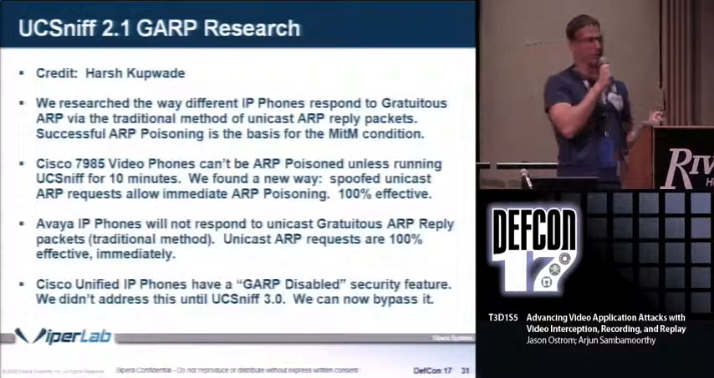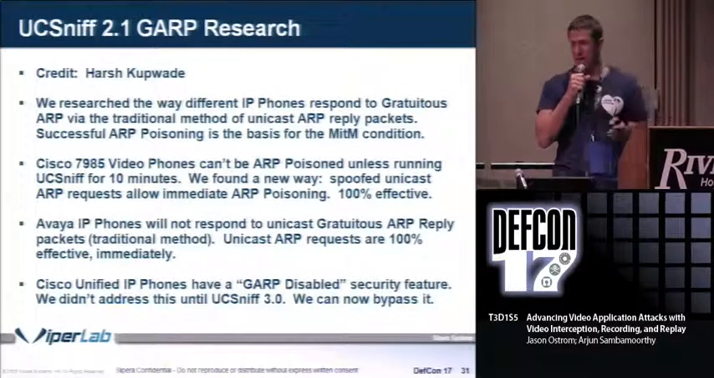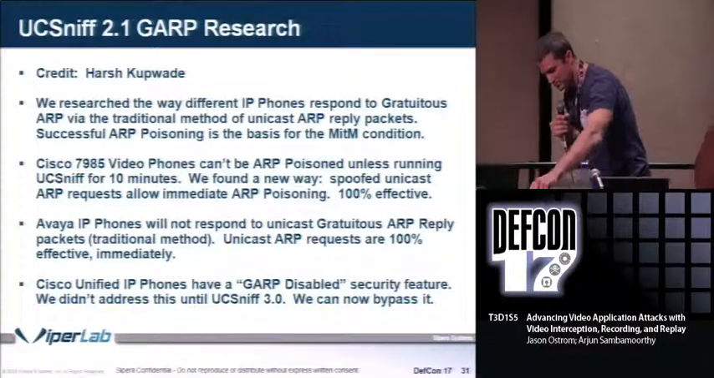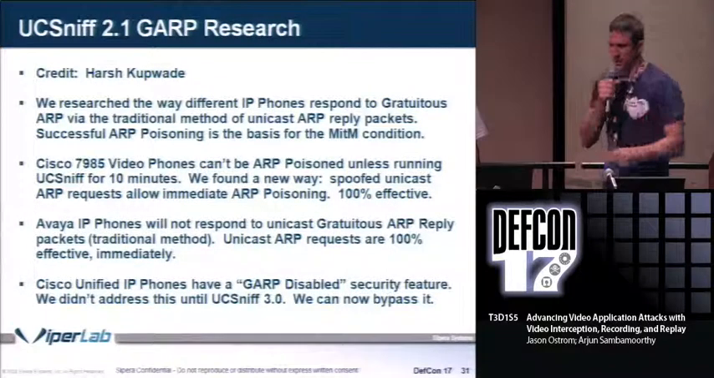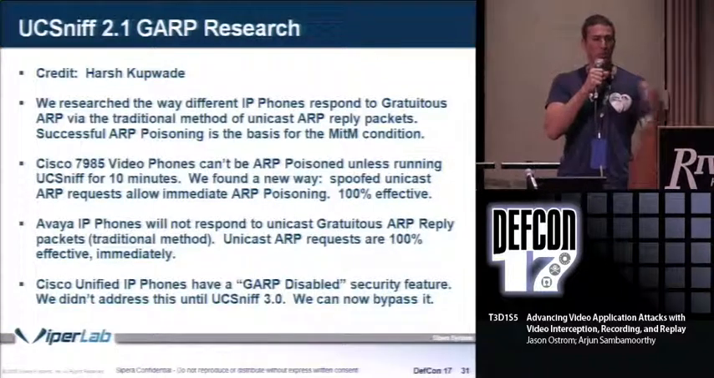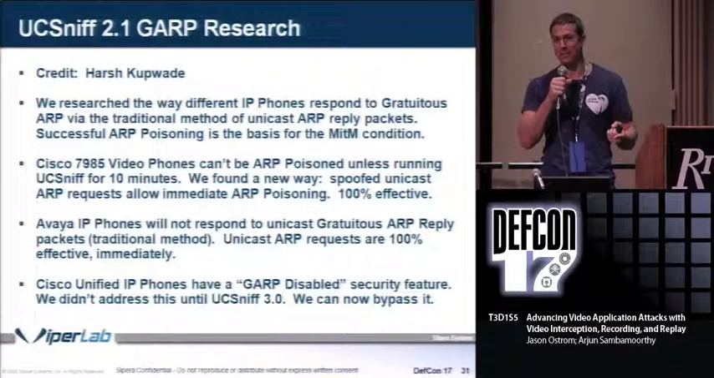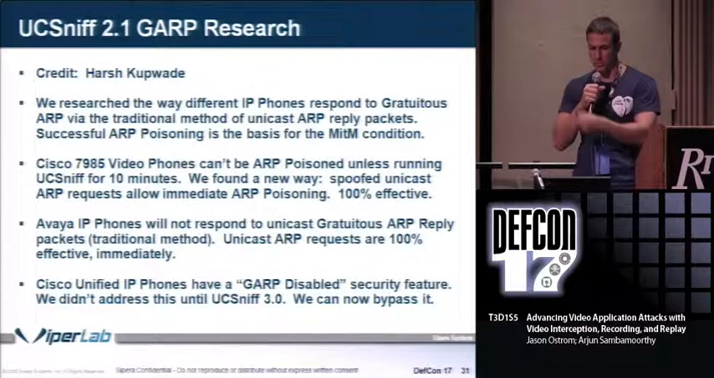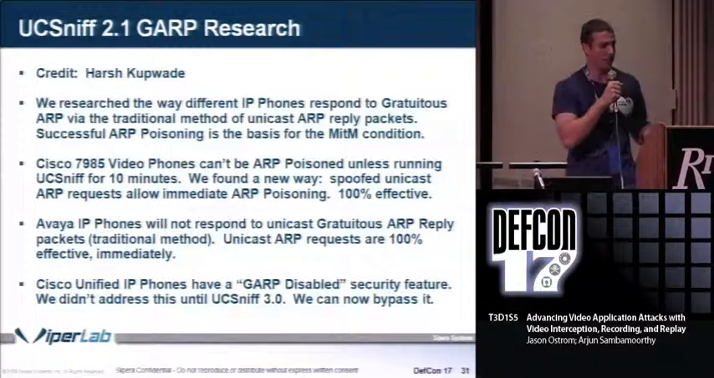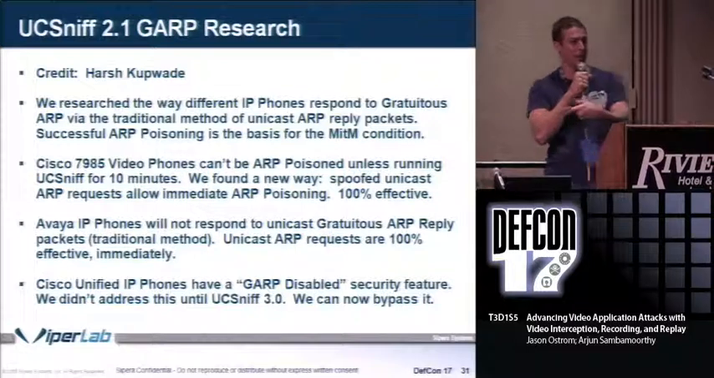So the gratuitous ARP thing is really cool stuff. We were researching and we found that these nice 7985 video IP phones, we couldn't actually ARP poison them unless we sat there with UCSniff for 10 minutes. So we designed unicast ARP requests, which actually speeds it up. Now we can do ARP poisoning immediately. We just hit a button and they're ARP poisoned. We found the same thing with Avaya IP phones. They don't advertise a feature, but you cannot ARP poison Avaya phones at all unless you use unicast ARP requests.